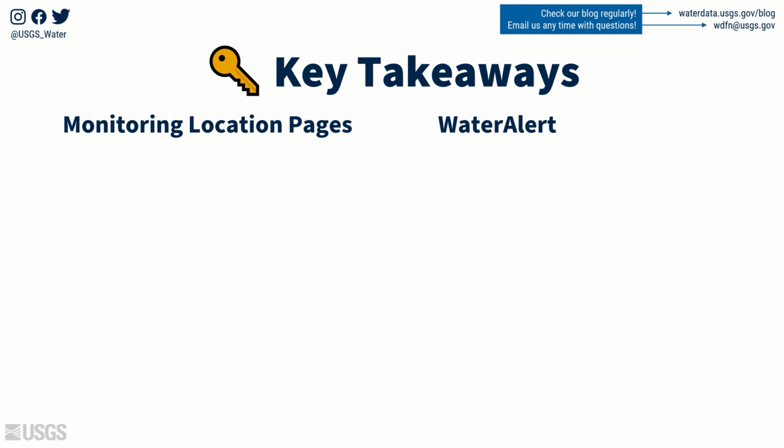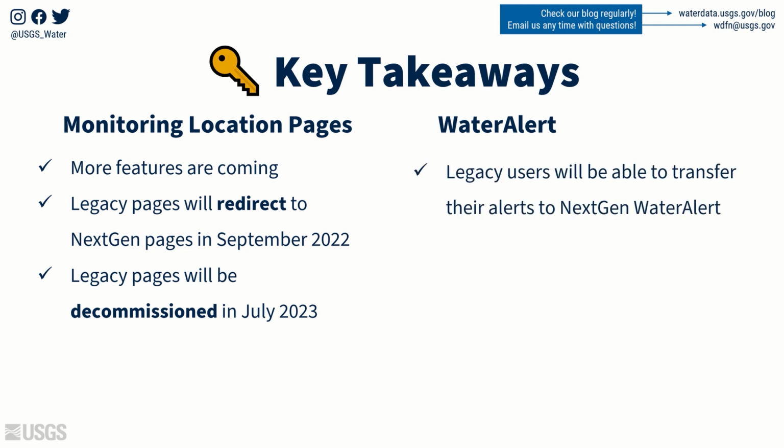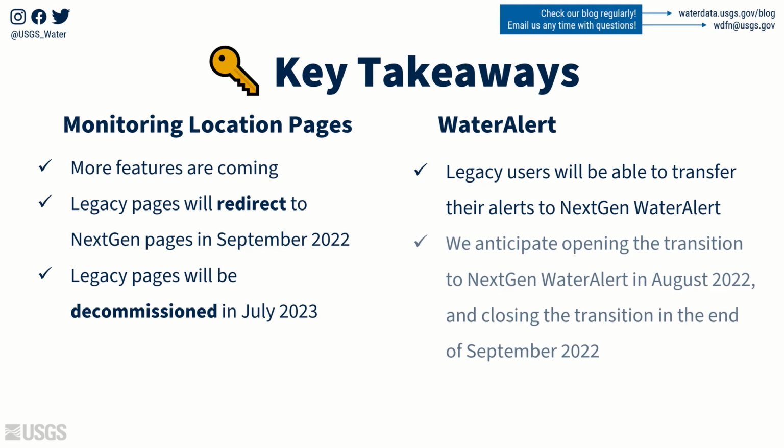There are some key takeaways from this video. For monitoring location pages, more features are coming. Legacy pages will redirect to NextGen pages in September of this year. Legacy pages will be decommissioned in July of 2023. For WaterAlert, legacy users will be able to transfer their alerts to NextGen WaterAlert. And we anticipate opening that transition to NextGen WaterAlert in August of this year and closing the transition in the end of September.